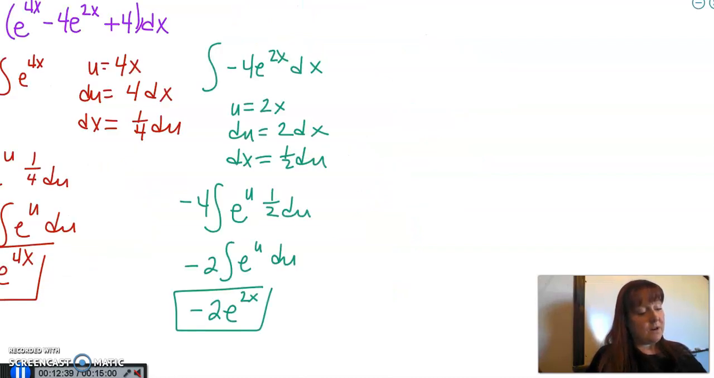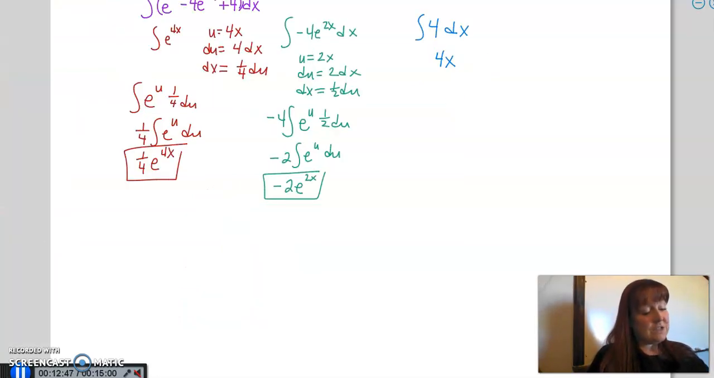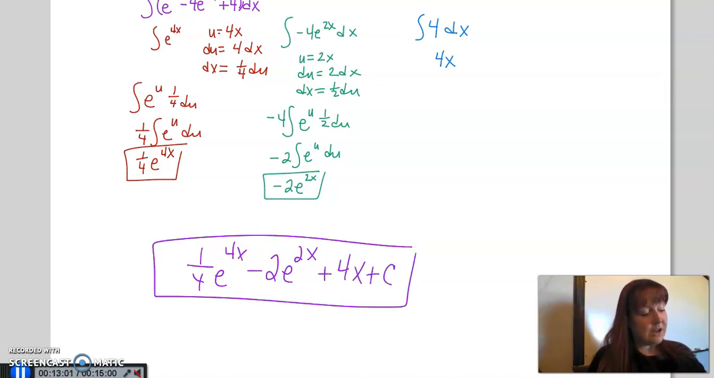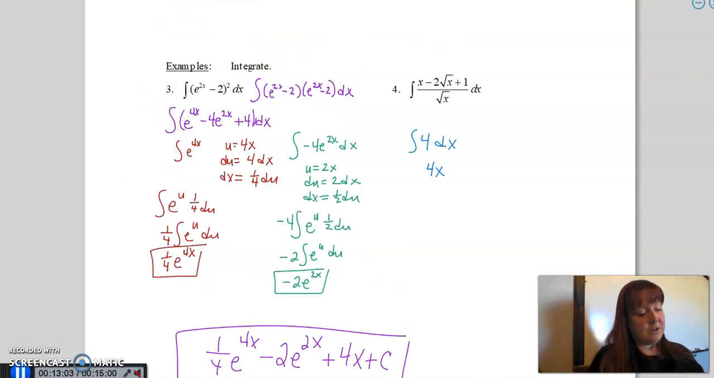And now my third piece is the integral of 4 dx. Can we do that? Yeah, it's 4x. All right. So my final answer is going to be 1/4 e to the 4x minus 2 e to the 2x plus 4x plus c. So I just did algebra, and then I integrated it pretty easily with a U substitution.